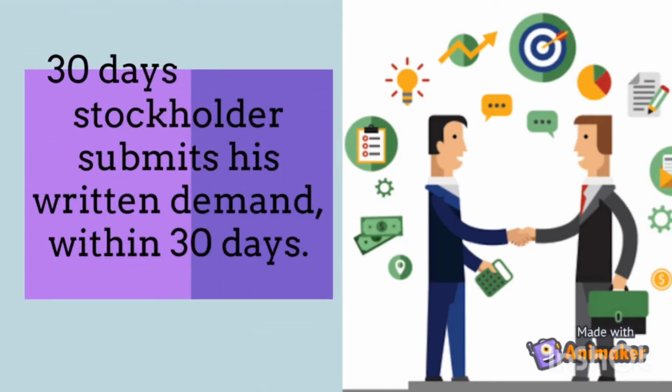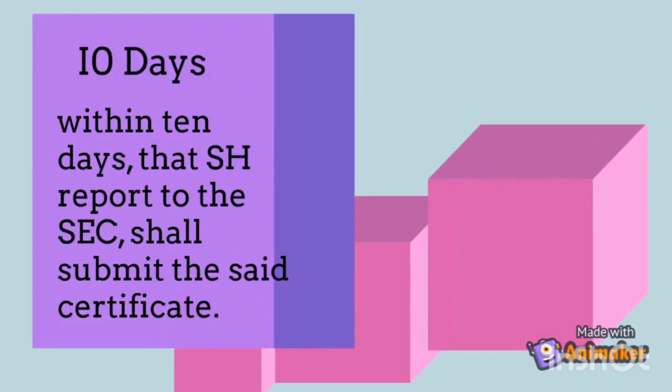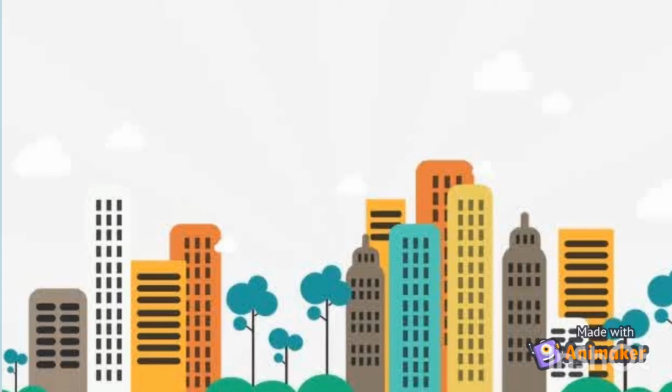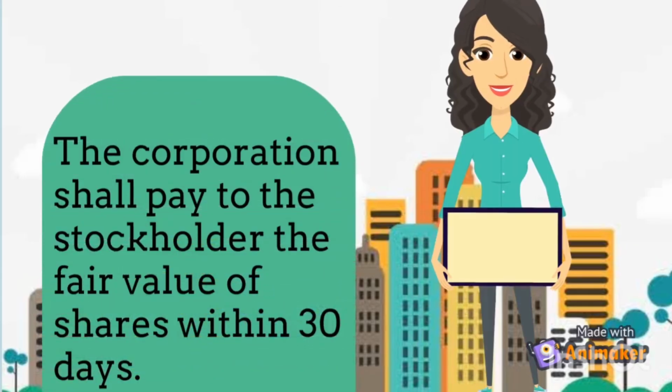First, the stockholder submits his written demand on the corporation within 30 days after the date on which the vote was taken for payment of fair value. Second, within 10 days after demanding payment for his shares, the dissenting stockholder shall submit the certificate of stock representing his shares. Third, the corporation shall pay to the stockholder the fair value of the shares within 30 days from the time such fair value is determined.